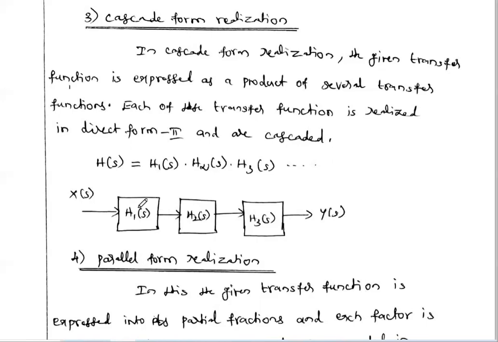Okay. So you see, this is the first, H1(s). For the first system, the input X(s) is given. The output of the first system is given as the input to the second system H2. Then the output of the second system is given as the input to the third. This output is called the resulting output. So this method we call a cascade form realization.